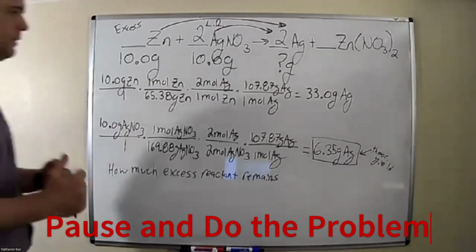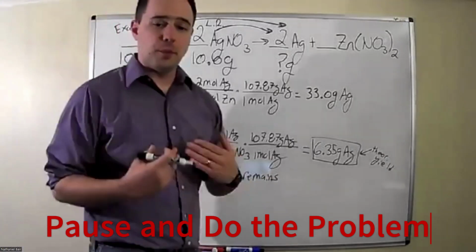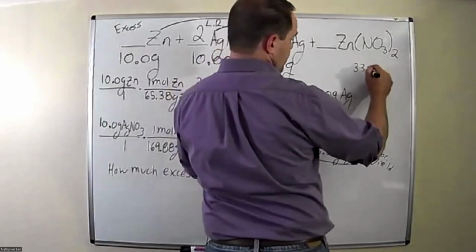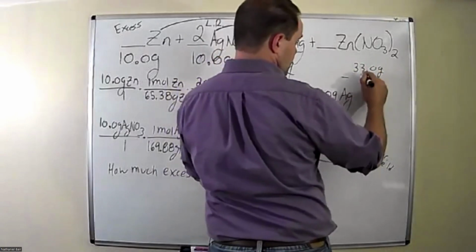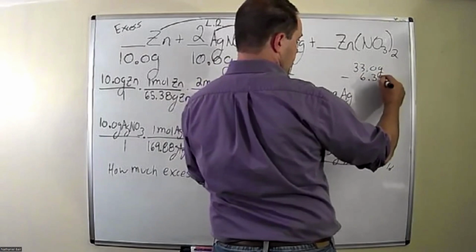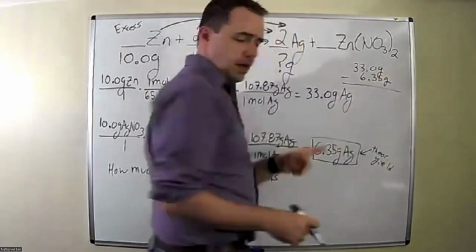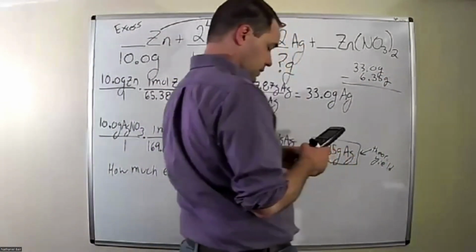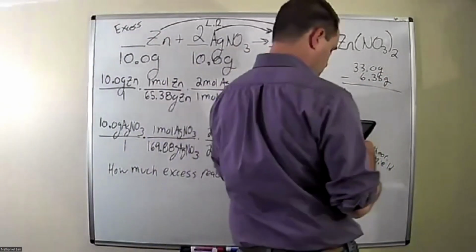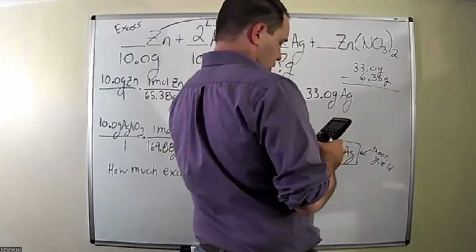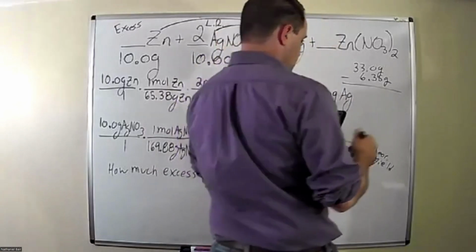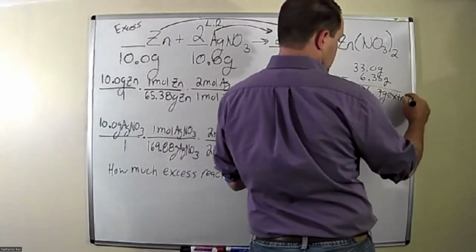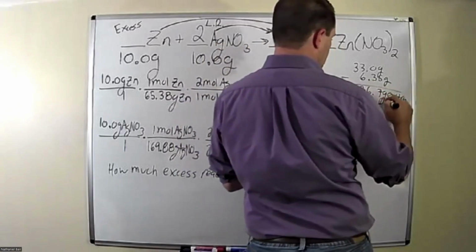All right. Let's take a look at this first method. This is how I personally do it. I take the 33.0 grams and subtract the 6.35 grams, and we figure out how much we can make. So 33 minus 6.35 is 26.7 grams of extra silver.